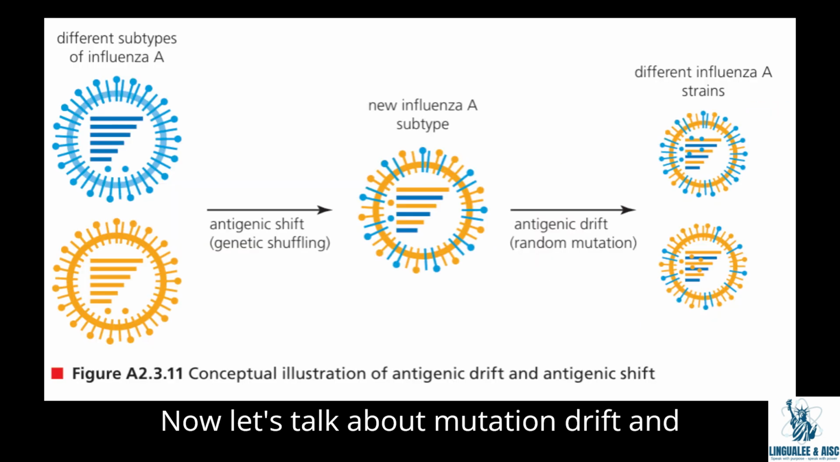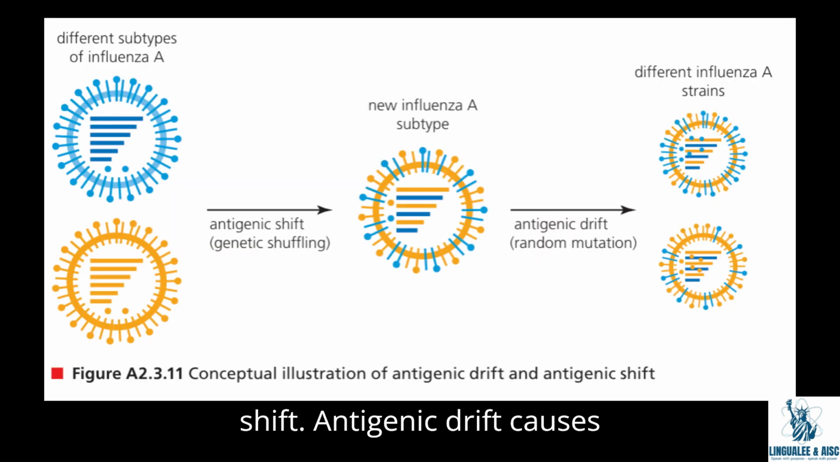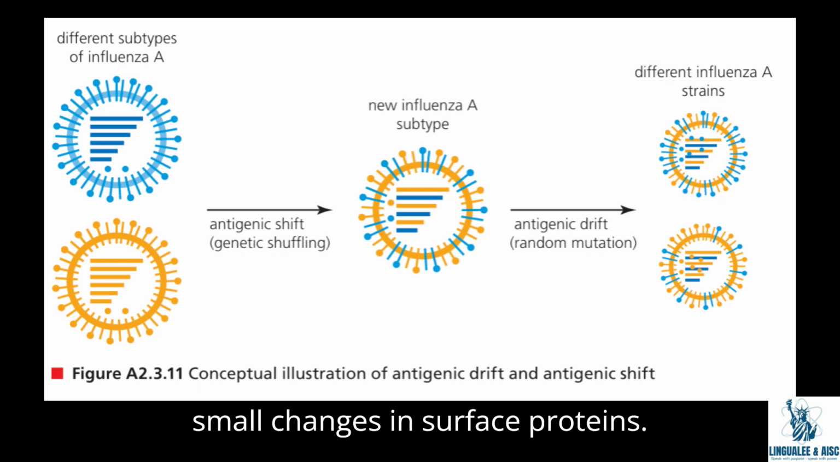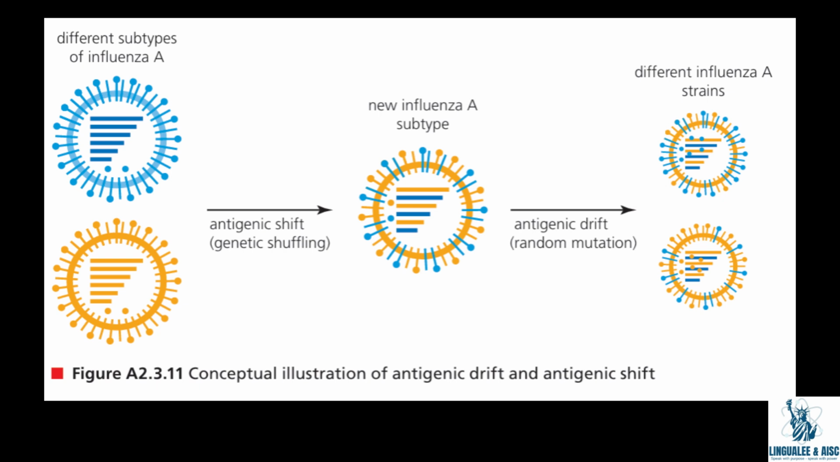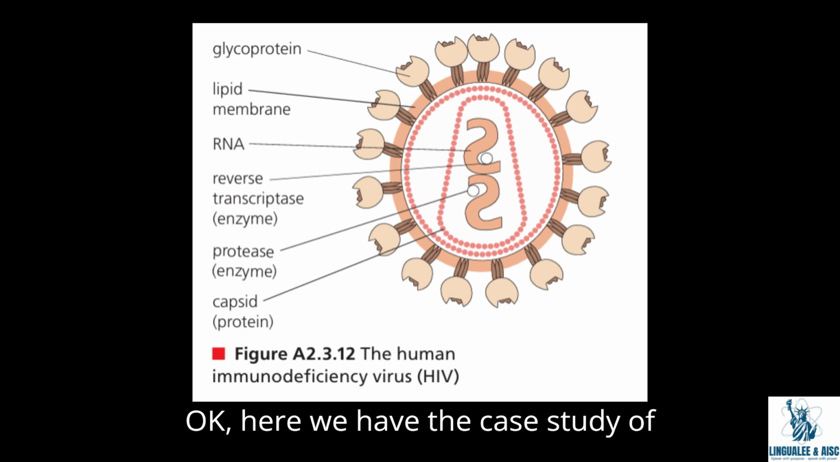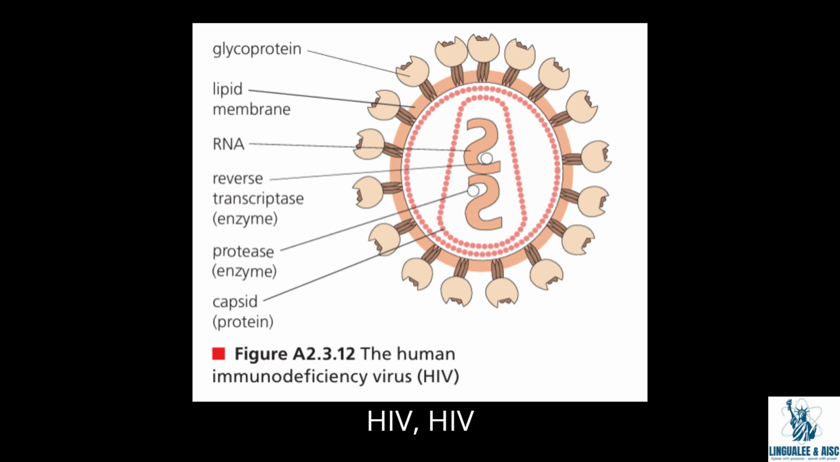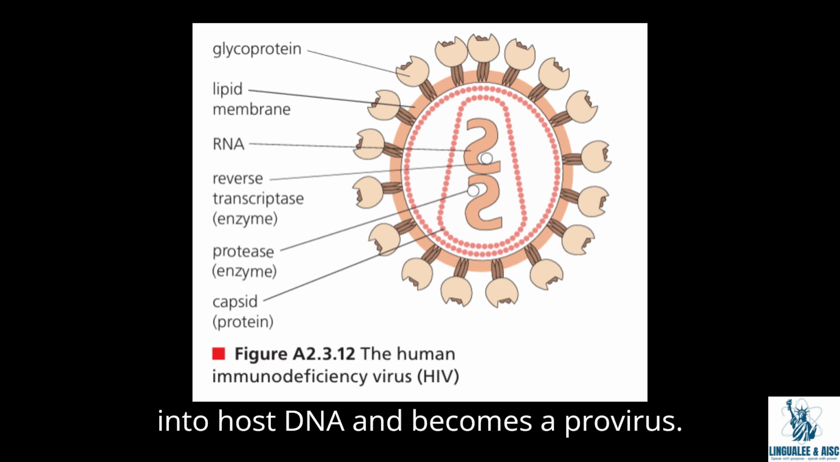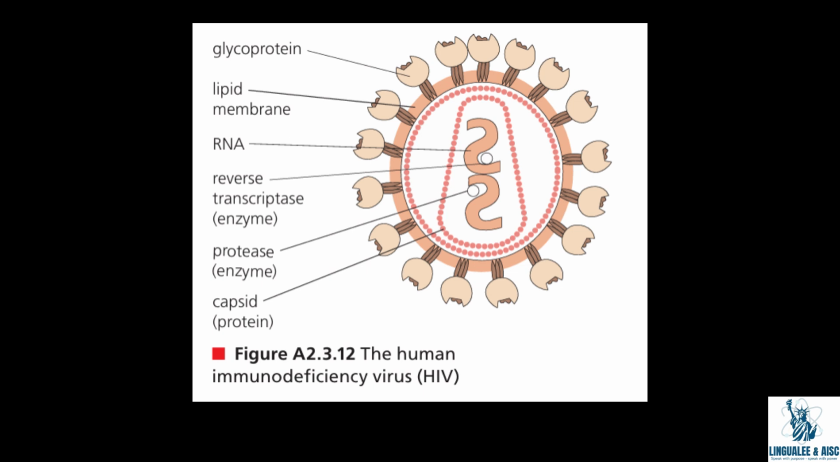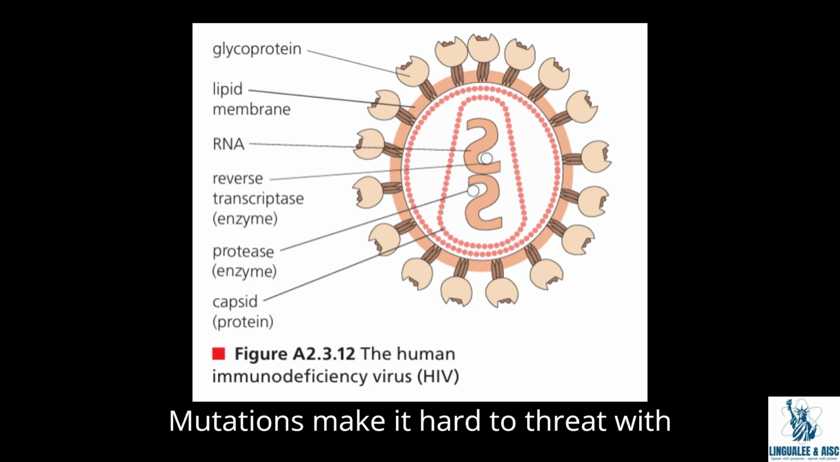Now let's talk about mutation, drift and shift. Antigenic drift causes small changes in surface proteins. Antigenic shift causes big changes through recombination. Okay, here we have a case study, HIV. HIV is a retrovirus that uses RNA to make DNA. It integrates into host DNA and becomes a provirus. Mutations make it hard to treat with just one drug.